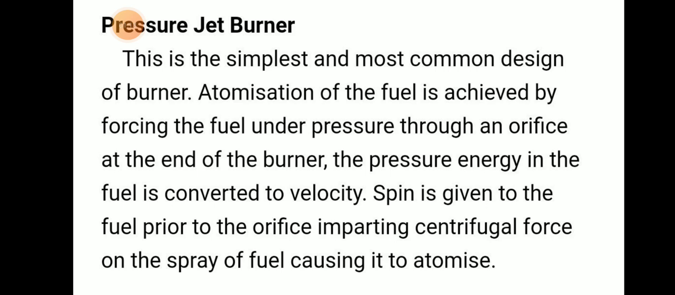Here a spin is given to the fuel prior to the orifice, imparting centrifugal force on the spray of fuel, causing it to atomize.